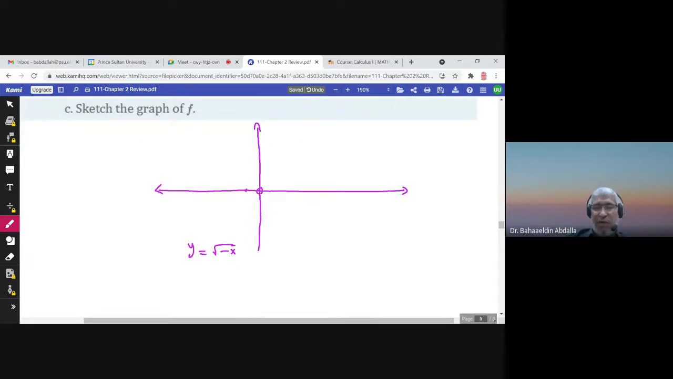At negative 1, square root of 1 is 1. At negative 4, negative of negative 4 is 4, and square root of 4 is 2. So this would be the graph of this function in this interval.